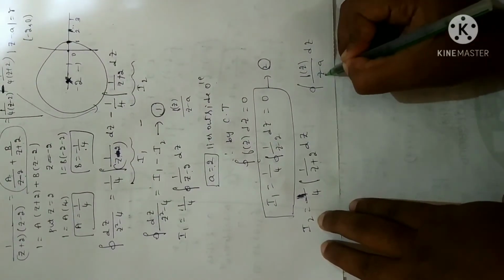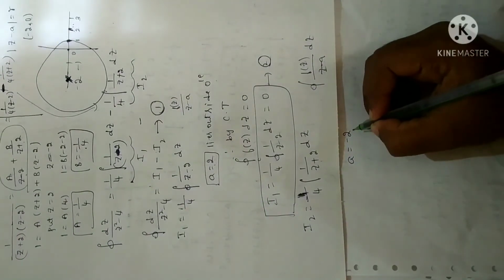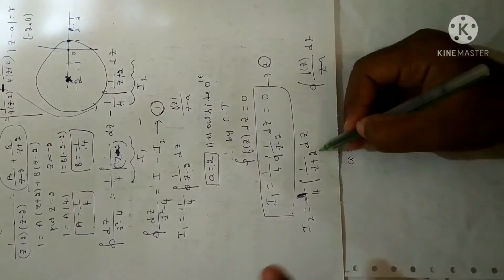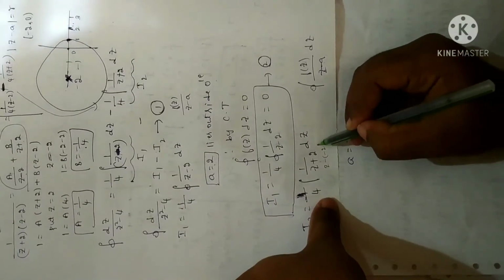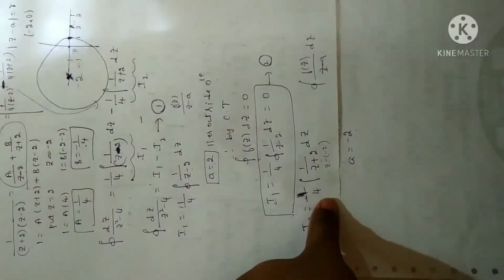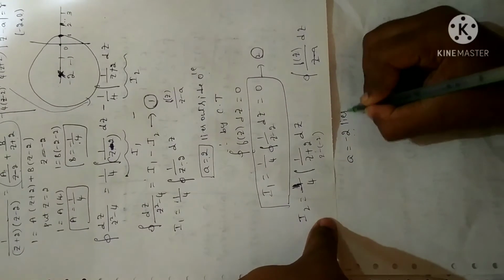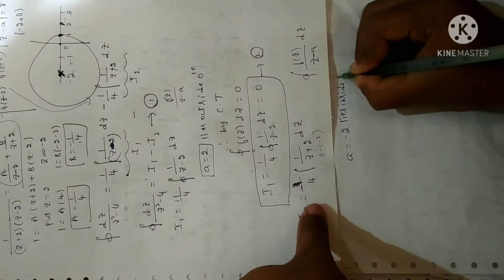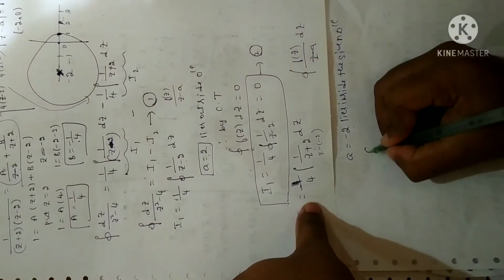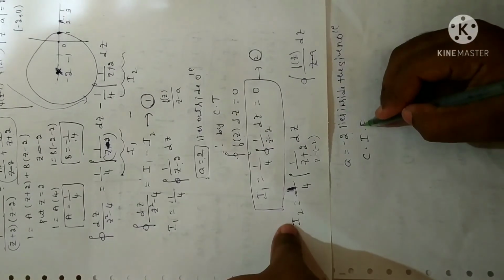dz. Now comparing it with the standard form, I can write a as minus 2. Am I correct? Why? Because comparing with z minus a, you can write this as z minus of minus 2. So a is equal to minus 2. Now look at the diagram. Clearly minus 2 will be lying inside the circle, right? So I can write a is equal to minus 2 lies inside the given circle. So if it lies inside the given circle, I can apply Cauchy's integral formula. Remember, if it lies inside, we can apply Cauchy's integral formula.